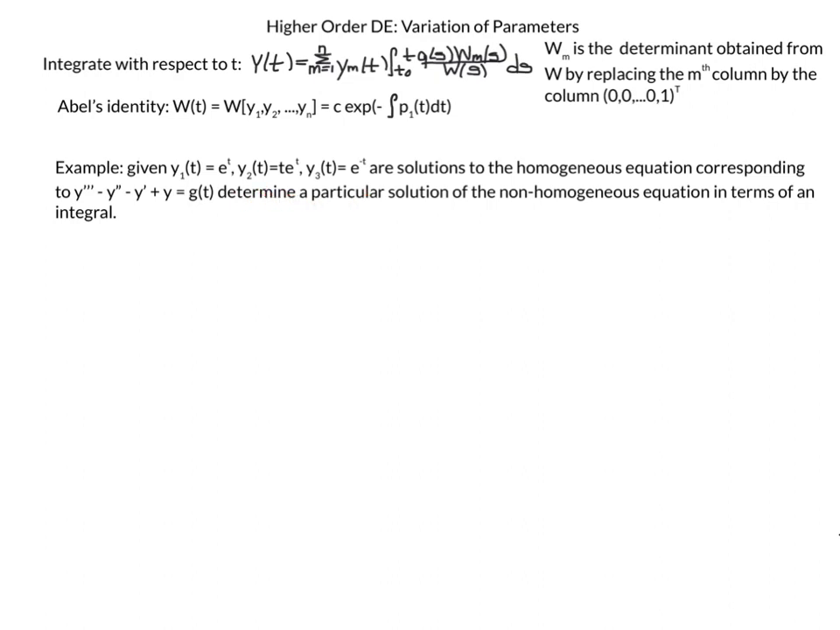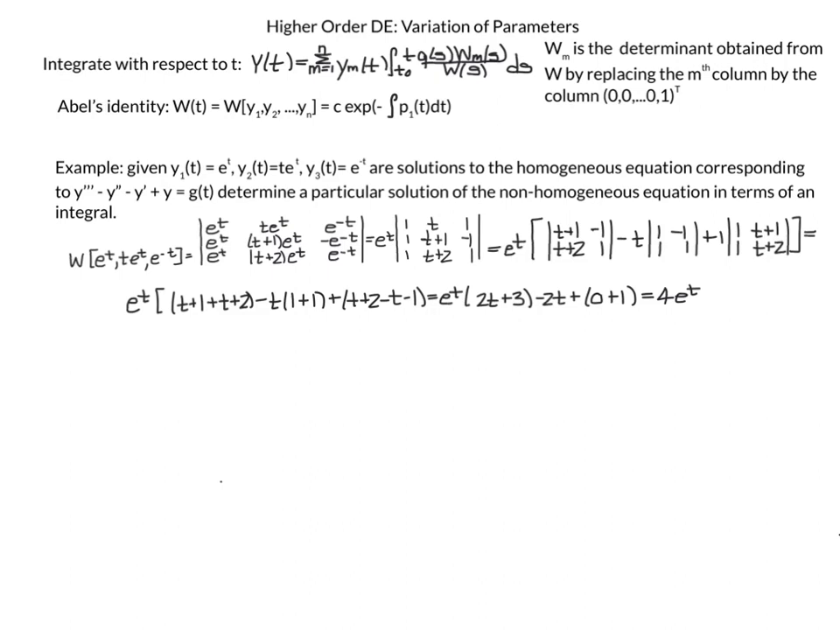We want to determine a particular solution of the non-homogeneous equation in terms of an integral. First, we will need to calculate the Wronskian. So here is my calculation of the Wronskian. We're given that y1 is e to the t, y2 is t e to the t, and y3 is e to the minus t.